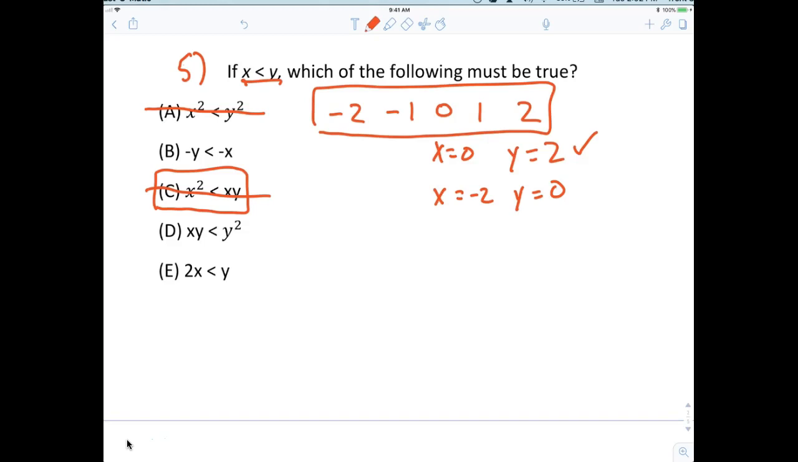Now, if x is 0 and y is 2, is D good? Because x times y would be what? 0. Is 0 less than 4? Yes. So it still works, right? So now I'm going to try to figure out some other way. So now I'm going to let y equal 0. Then x could be -2. Is that true? No.